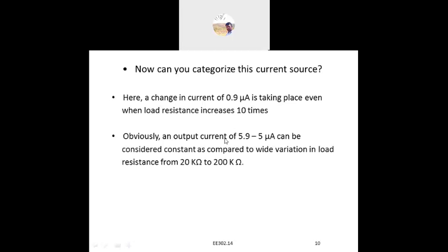So the output current, 5.9 to 5 microamperes, can be considered constant as compared to the wide variation in the load. If the load varies from 20k to 200k, that is a wide variation, but the variation in the current is small, so it can serve as an ideal current source.